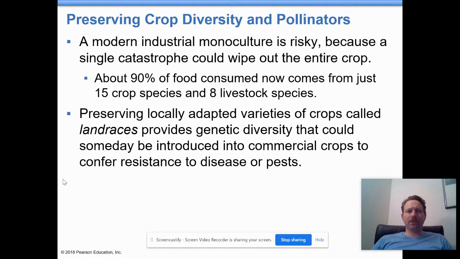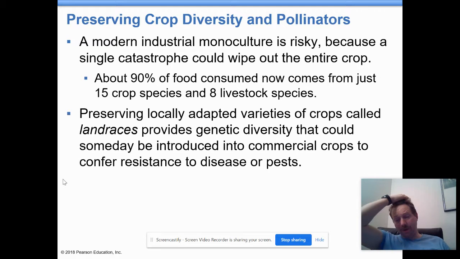Because we have very few organisms that we're eating right now in terms of diversity, if a disease wipes out even a few of them, it would be catastrophic.